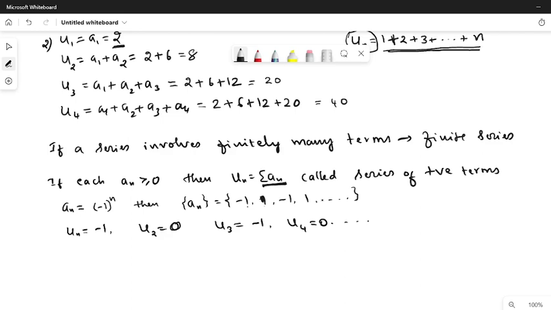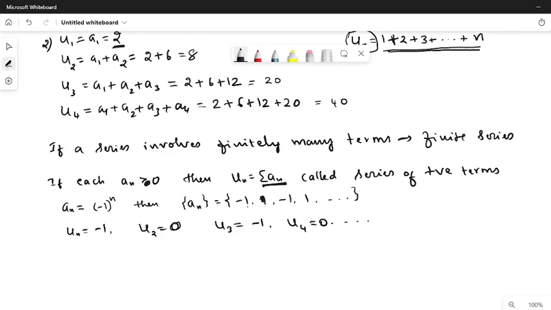So to avoid such confusion, we remove this equality sign. So it is strictly greater than 0 or strictly less than 0. If a_n is strictly greater than 0, then the corresponding series is called a series of positive terms. If a_n is strictly less than 0, then the corresponding series is called a series of negative terms.